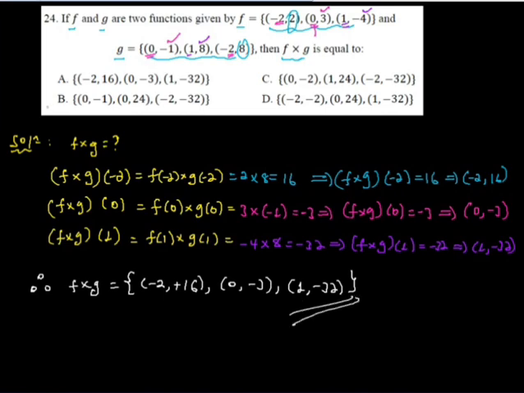Therefore our answer will be A. Which of the following is the domain of f of x equals 3x minus radical 2 minus x? So what is the question? The domain of f of x equals 3x minus radical 2 minus x. So the domain means all possible x values.